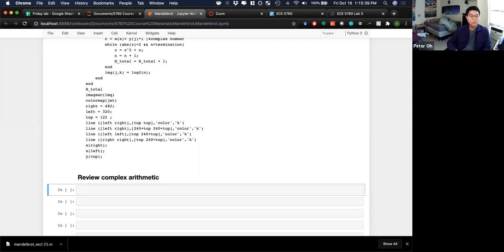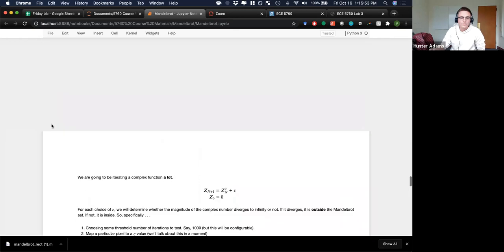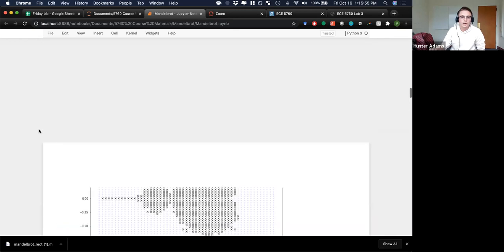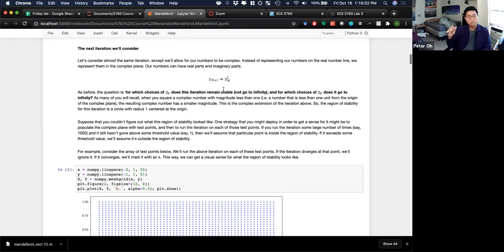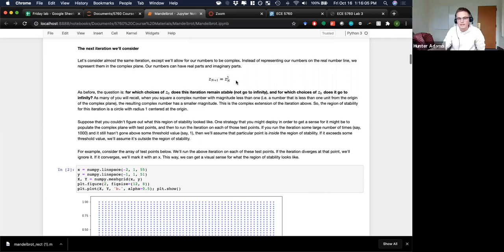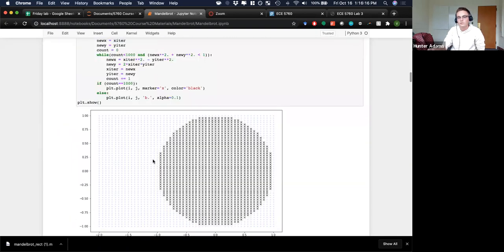Dirk, can I ask a question? Yes. So why do we use the value 2 to check whether it diverges or converges? Because I thought anything above 1 would at some point diverge. That was true when I was introducing the Mandelbrot set. We were thinking about this iteration, which is just repeatedly squaring a complex number and not adding any constant. In this case, if the magnitude of the complex number exceeds 1, then this is unstable. So the region of stability for this iteration was the unit circle centered on the origin in the complex plane.